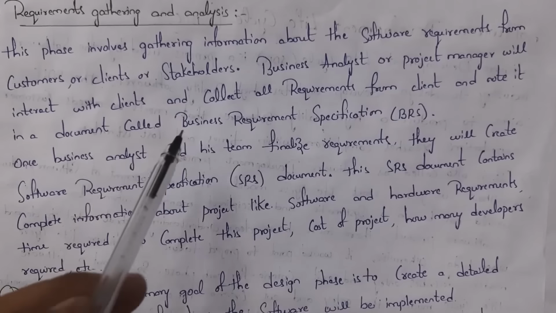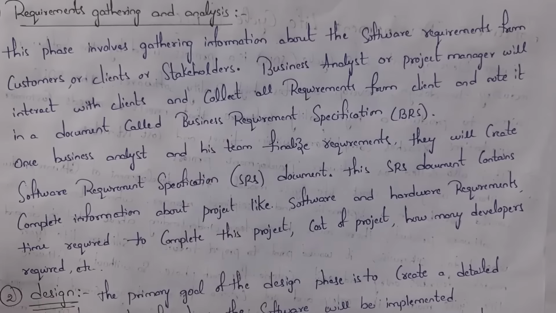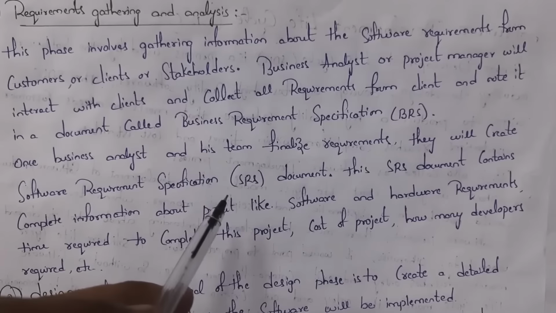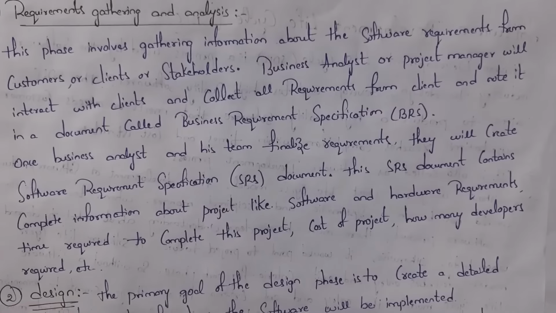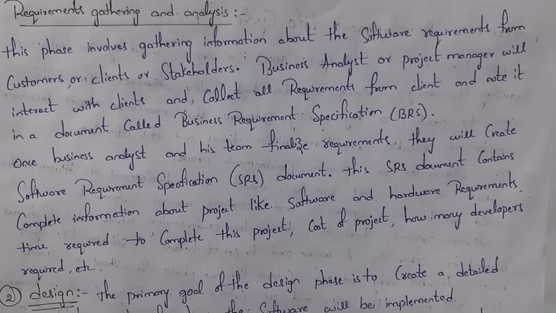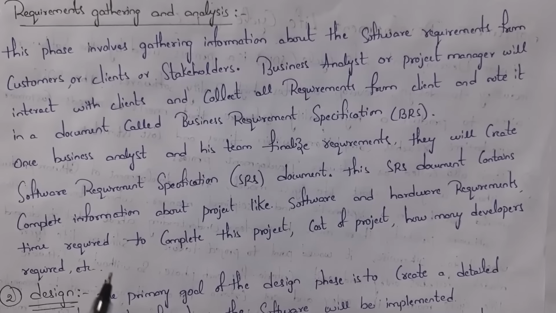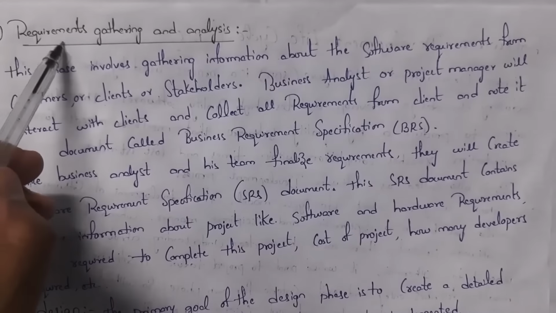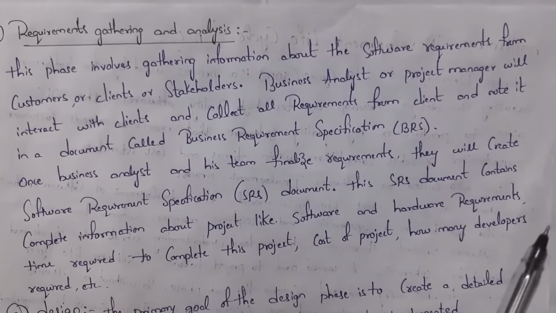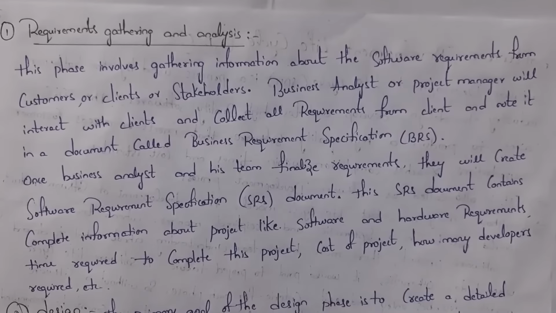So after finalizing this business requirement specification document, they will create another document. The document name is software requirement specification document. Shortly we call it as SRS. This SRS document contains complete information about project like what are the softwares required to develop this project and what are hardware requirements, like how much time it will take to complete this project, how many developers required, cost of the project and so on. So they will mention all this in SRS document. In requirement gathering and analysis phase, they will create BRS document, they will create SRS document. This is all about requirement gathering and analysis phase.